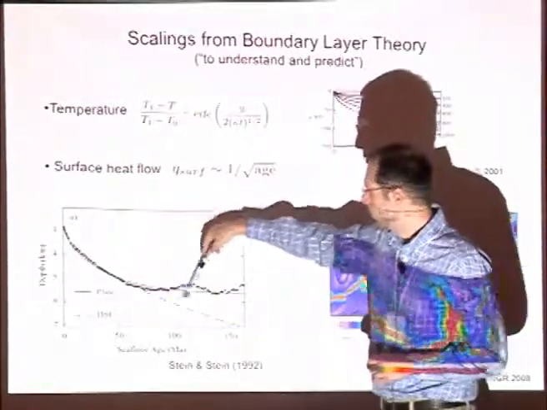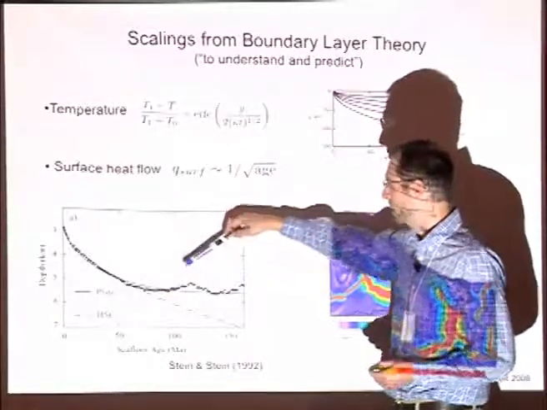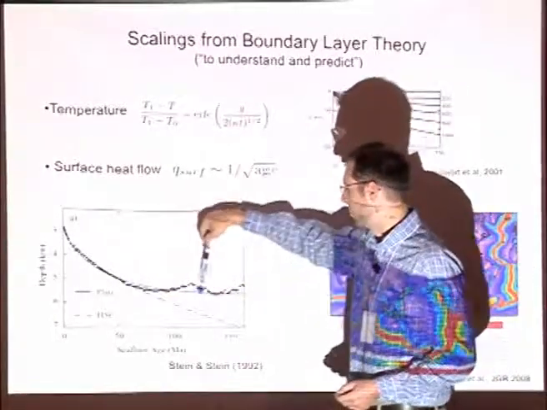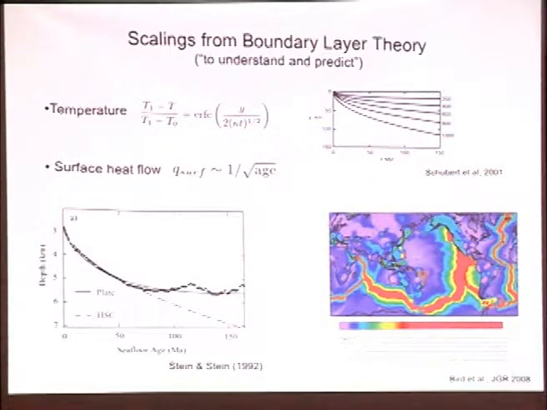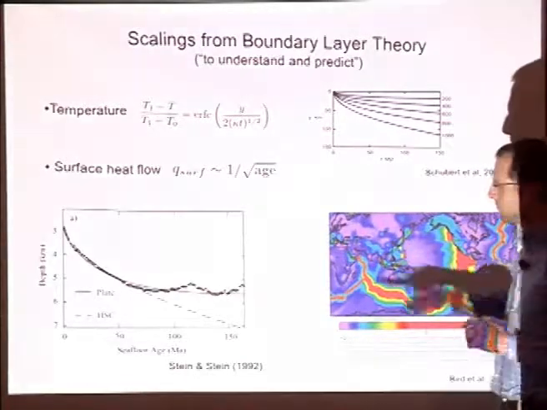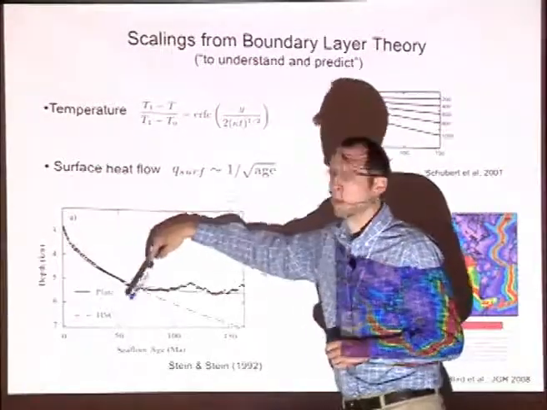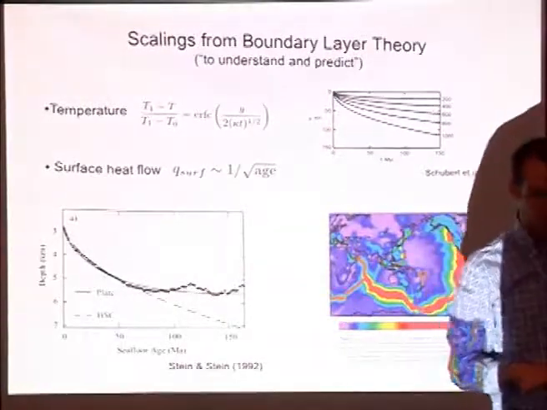And then at older ages, there are deviations, and people try to explain these with different models. These are plate models for those ages. But I think, to first order, it's exciting that this was one of the things that allowed for plate tectonics to be accepted, that the first order features can very well be explained by simple scaling theory, boundary layers.